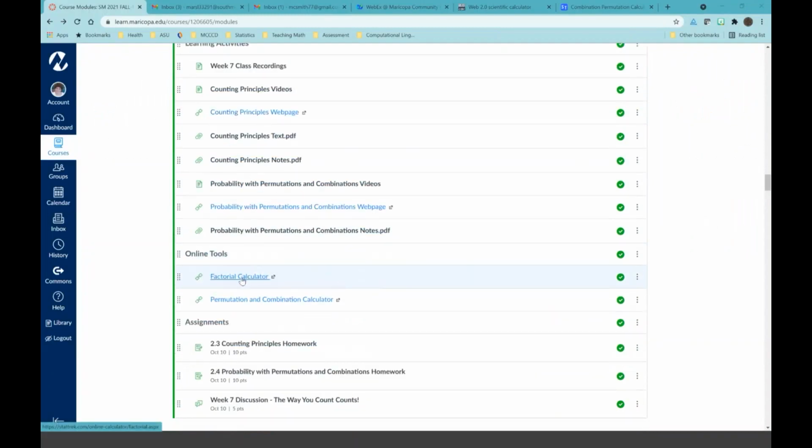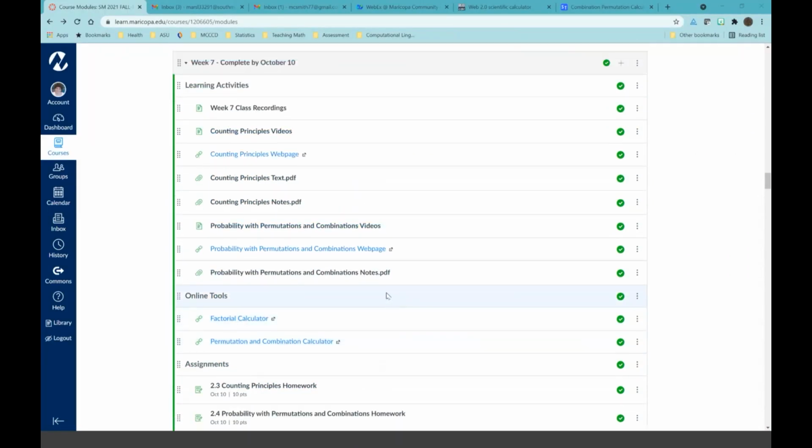Again, I want to call your attention to the factorial calculator and the permutations and combinations calculator here. From time to time, I'll use these to show you how to do it, and I'll also sometimes pull up my TI-84 because it's easier to show that on the screen. But the calculators embedded in the course should work just fine for the probability work we need to do. Now, I'm going to start by opening probability with permutations and combinations.